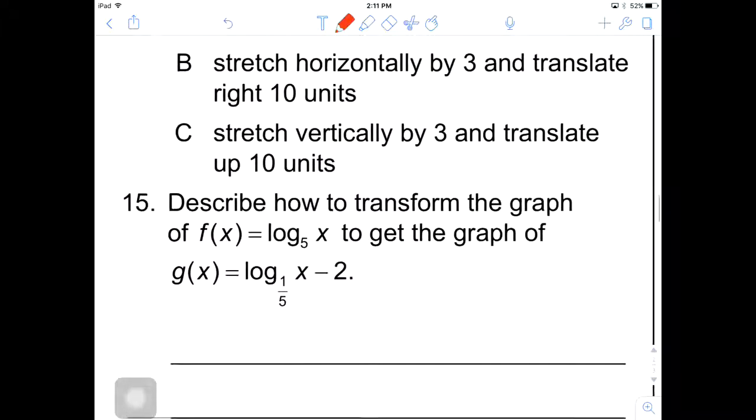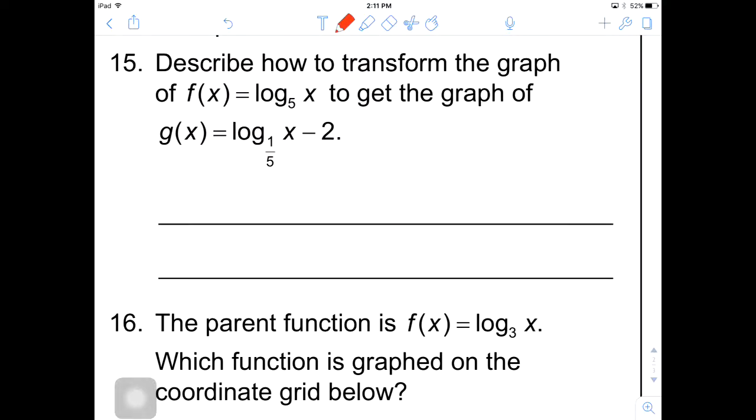Number 15. Describe how to transform the graph from here to here. And as I told you, there's a typo here. There should be a negative in front, and this base should be 5. So based on that, the two transformations are reflection across the x-axis, and then also 2 units down.